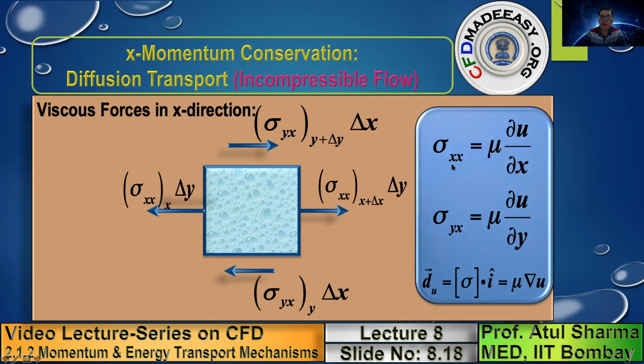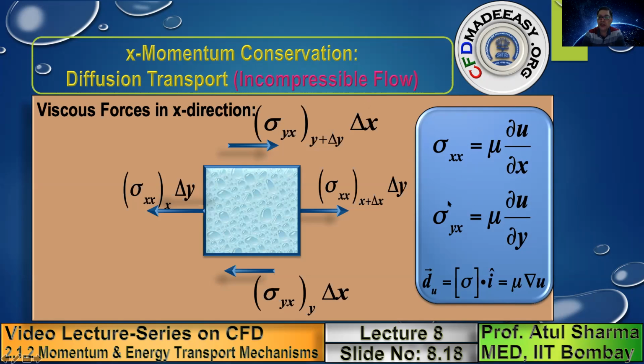But for incompressible flow, this relationship between stress and strain and the velocity gradient gets simplified. For an incompressible flow, sigma xx, instead of 2 mu del u by del x, can be expressed as mu del u by del x, and sigma yx, instead of mu del u by del y plus del v by del x. If you apply the continuity equation for incompressible flow, instead of 2 here, you get only 1 here, and this del v by del x disappears, because incompressible flow mass conservation leads to del u by del x plus del v by del y equals 0. You can get a simplified form of viscous stresses for incompressible flow, which is shown here.